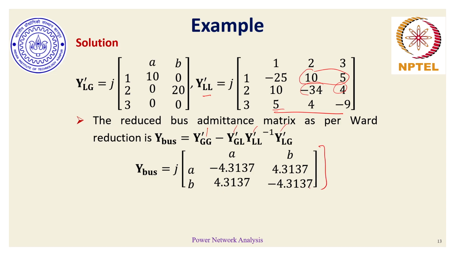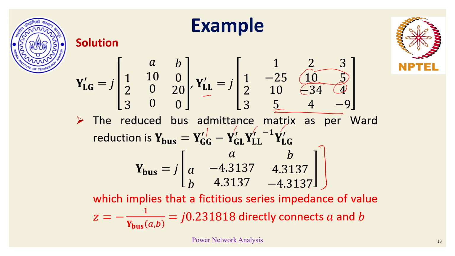If we plug in those corresponding values as per the definition of Y-bus, this is our 2 cross 2 Y-bus matrix, which also indicates that there exists a fictitious series impedance between internal EMFs E1 dash delta 1 and E2 dash delta 2, whose impedance is Z, and this impedance can be evaluated from the corresponding transfer reactance element, which is 0.231818. So this is what the Ward reduction aspect is.